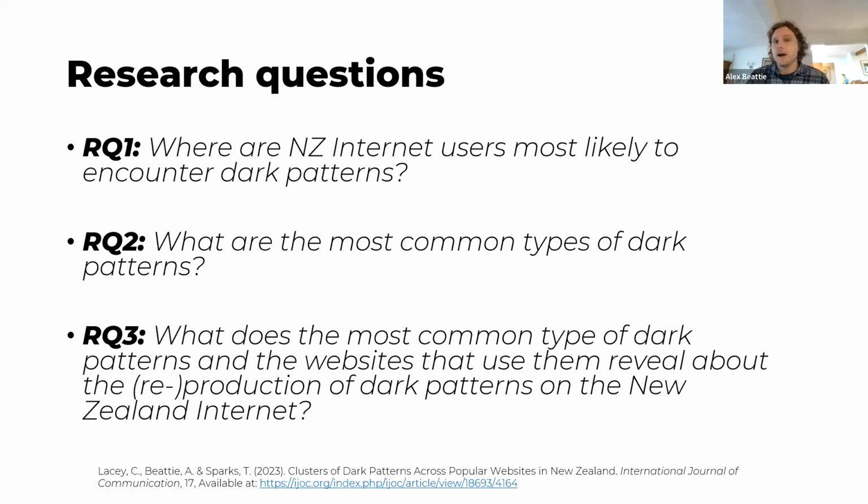In any good research project, you ask research questions. I won't go into too much detail, but to give you a good sense of what we found, I need to first tell you what questions we asked. First of all, what sort of websites, or where, would New Zealand internet users most likely encounter dark patterns? So if you're browsing the so-called New Zealand internet, where are you going to encounter them? Secondly, what are the most common types of dark patterns? You'll see what I mean when I get into the data. What are the different types of dark patterns that you might encounter?